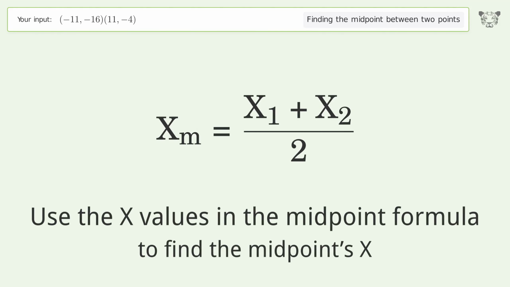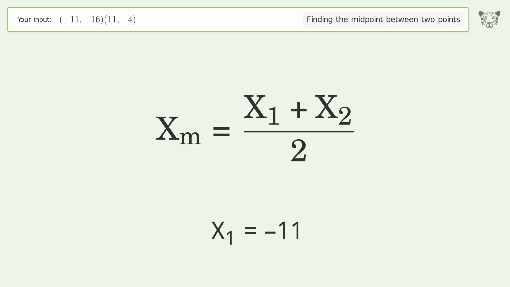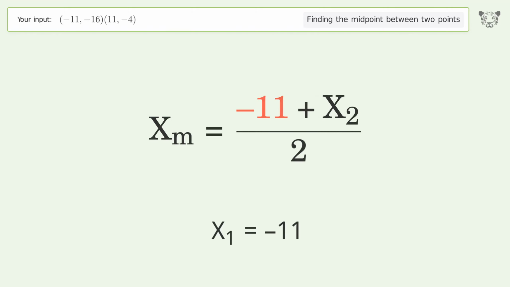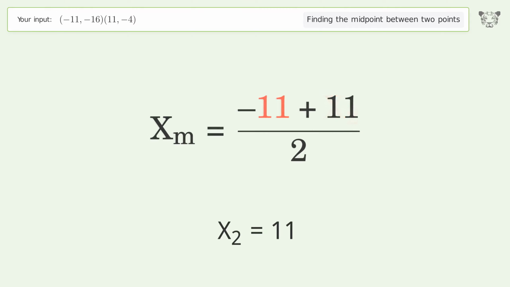Use the x values in the midpoint formula to find the midpoint's x. x1 equals -11. x2 equals 11. Simplify the arithmetic.